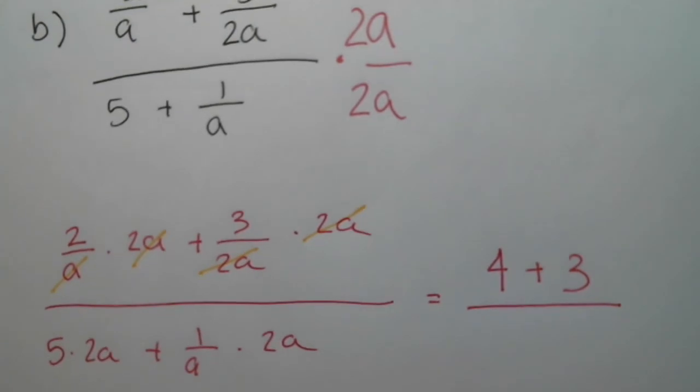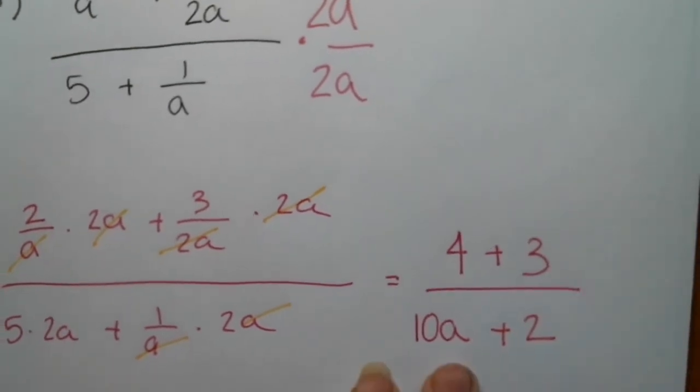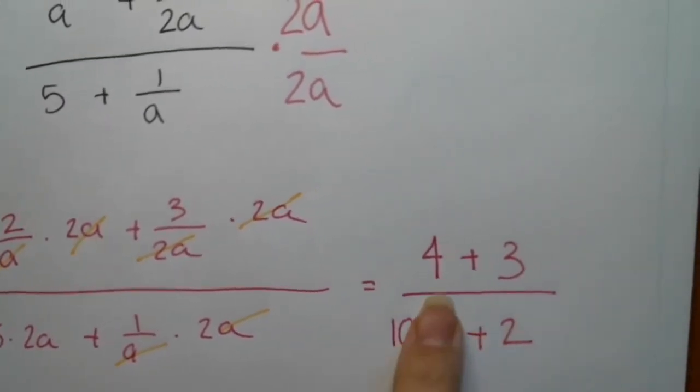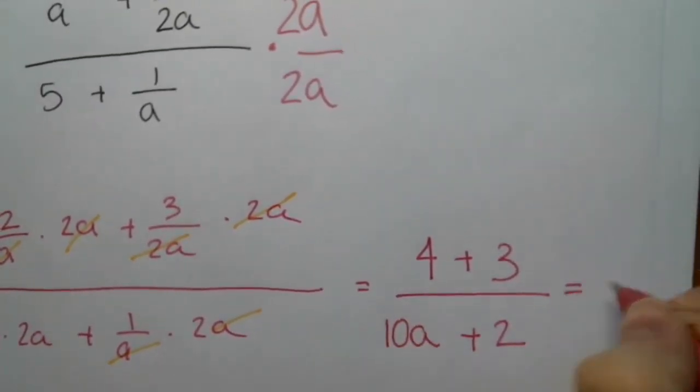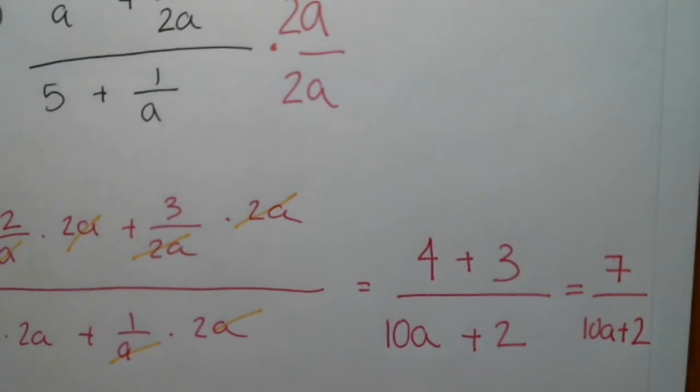Okay, in the denominator here, there's nothing to cancel, so 5 times 2a is 10a. And here this a cancels with this one, so I just get 1 times 2, or 2. Now these are not like terms, so I can't add them together, but I certainly can add 4 and 3 together to give me 7 over 10a plus 2.